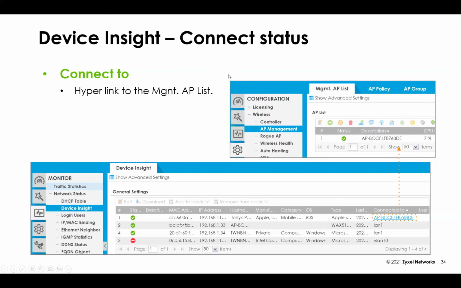Okay, so what we can do here also is if you have a device that's connected to a specific access point, we can link to that particular AP so we can see that access point and then get information about that access point as well.